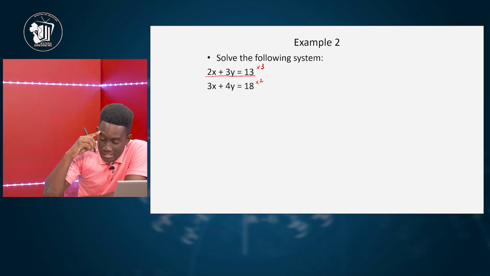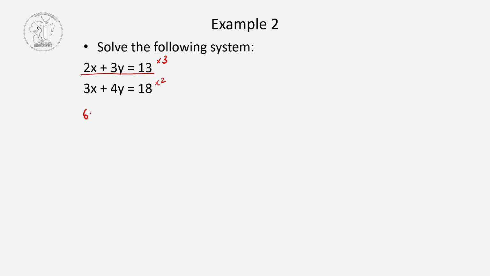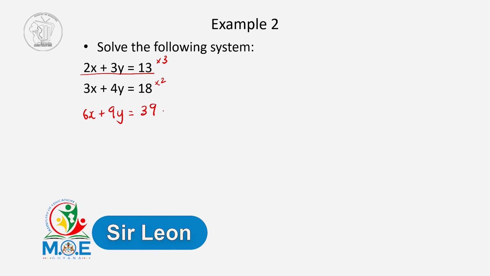We'll have 2x times 3 will give us 6x plus 3y times 3 will give us 9y. That is equal to 13 times 3 will give us 39. Then we multiply the bottom. 3x times 2 gives us 6x. 4y times 2 will give us 8y. And that is equal to 18 times 2 is 36. And now we have the coefficients being the same.